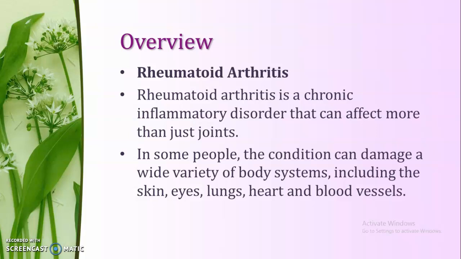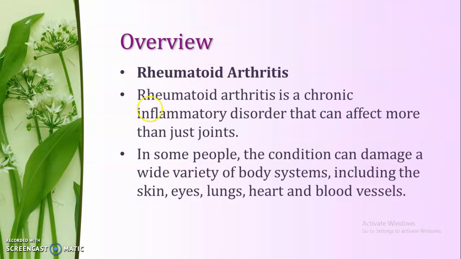In addition to causing joint problems, rheumatoid arthritis sometimes can affect other organs of the body, such as skin, eyes, lungs, and blood vessels. Although rheumatoid arthritis can occur at any age, it usually begins after age 40. The disorder is much more common in women, and treatment focuses on controlling symptoms and preventing joint damage.